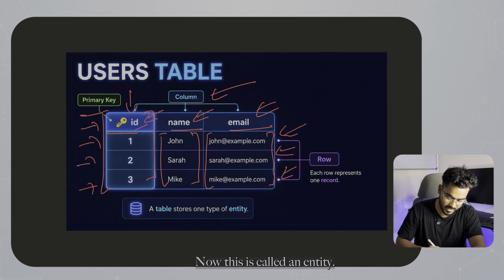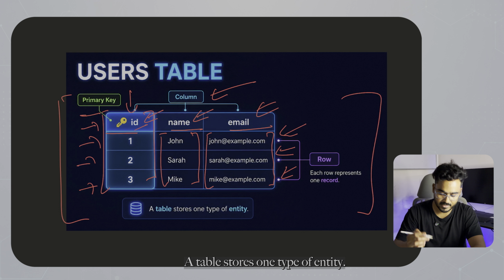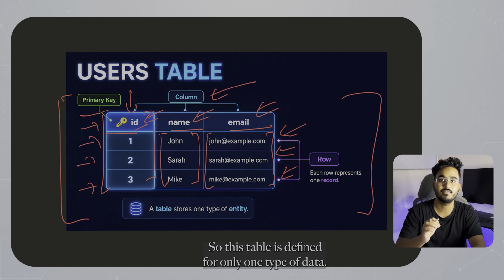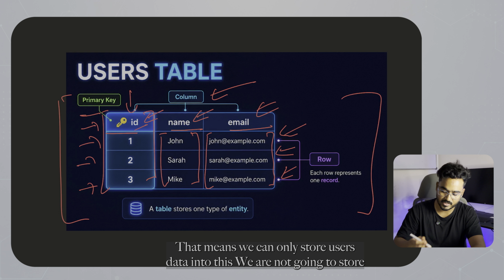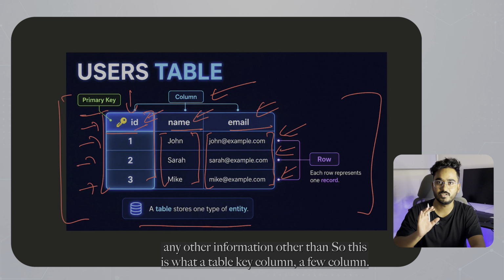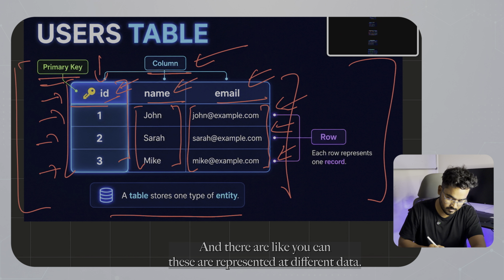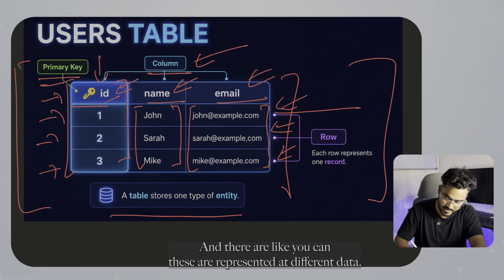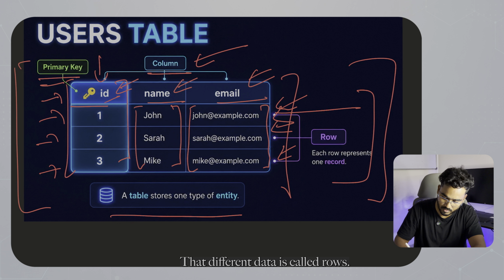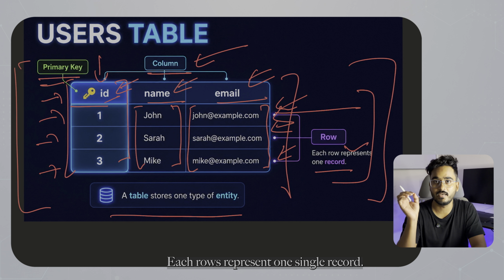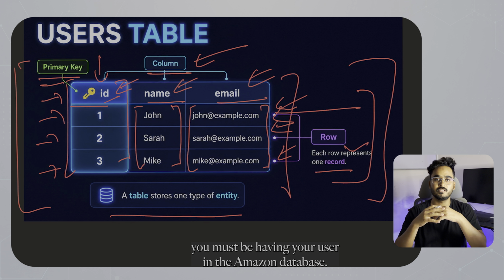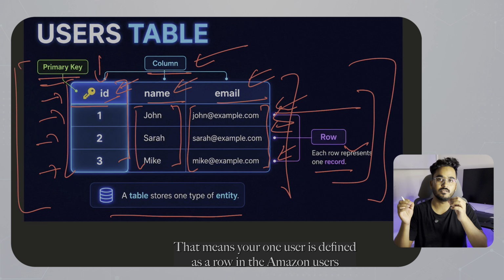Now this is called an entity. A table stores one type of entity, so this table is defined for only one type of data. That means we can only store users data in this table. We are not going to store any other information other than users. So this is what a table is: a key, columns, and we can add as many columns as we want, and some metadata to the table. These are represented as different data, and that different data is called rows. Each row represents one single record. Just like if you are an Amazon customer, you have a user in the Amazon database. That means your one user is defined as a row in the Amazon users table.